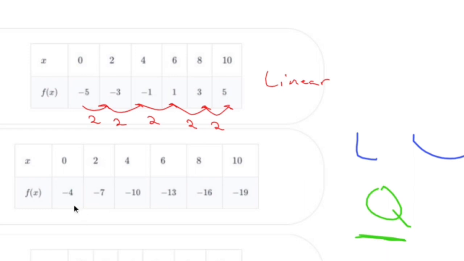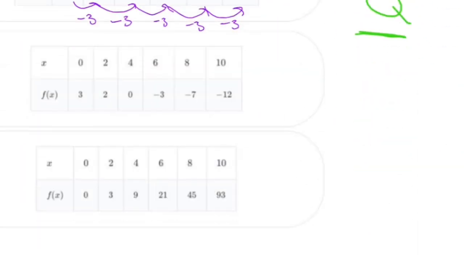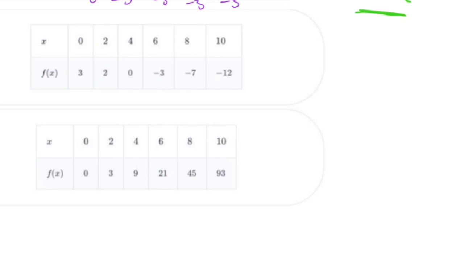Now let's try this guy. You go down by 3, down by 3, down by 3, down by 3, down by 3. You too, my friend, are linear. Okay, so not you. Let's zoom up. Let's try you. I'm going to subtract 1, subtract 2, subtract 3, subtract 4, subtract 5. You are not linear because these numbers are not the same.